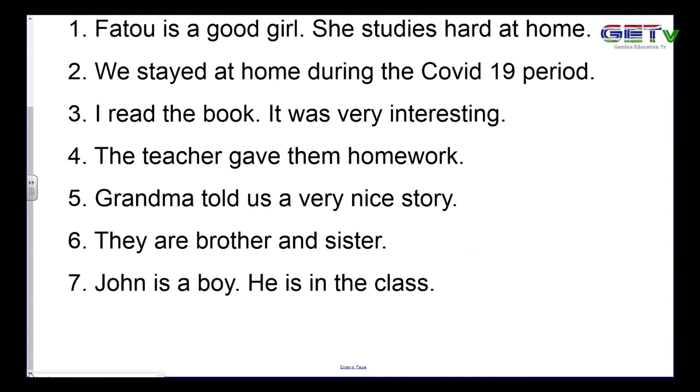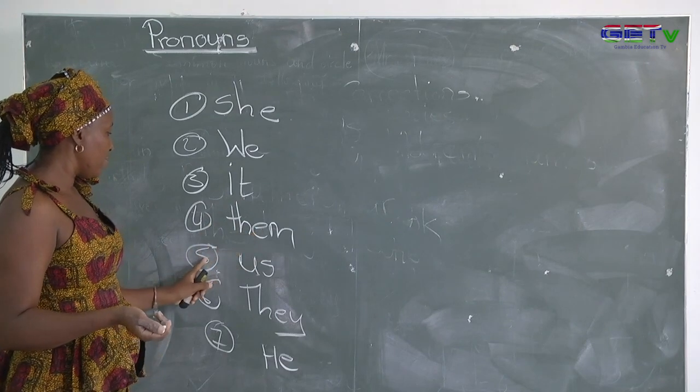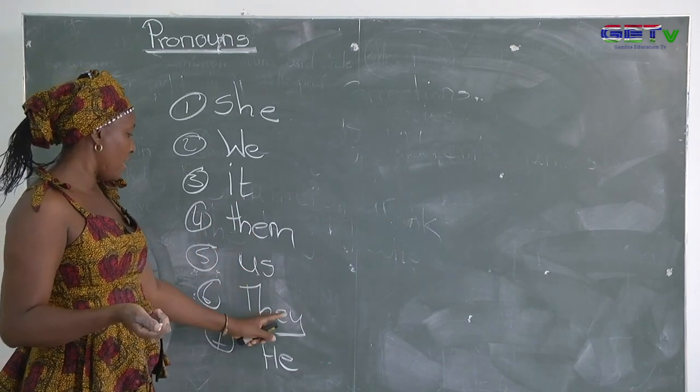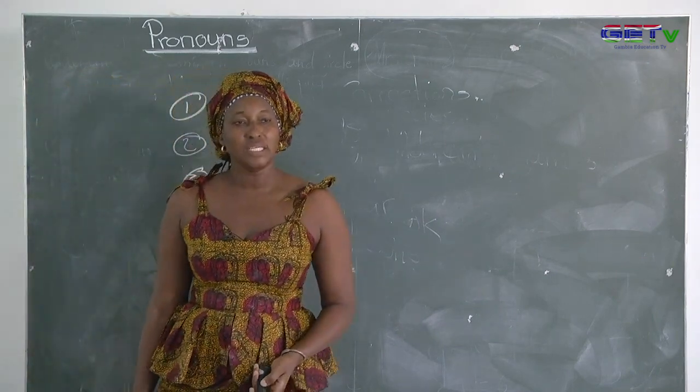Grandma told us a very nice story. The pronoun here is us. They are brother and sister. The pronoun is they. John is a boy. He is in the class. The pronoun here is he. She for 1, we, 2, 3, it, 4, them, 5, us, 6, they, 7, he. And that is all for that activity.